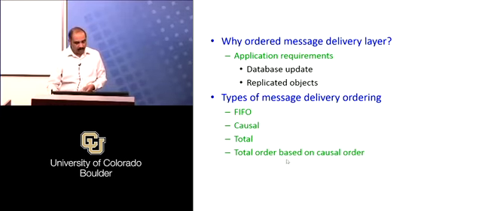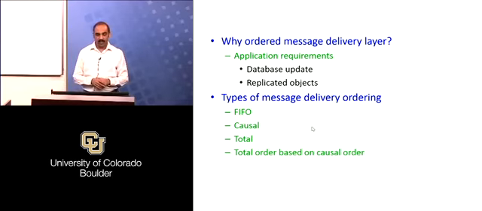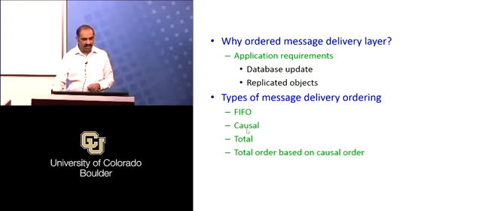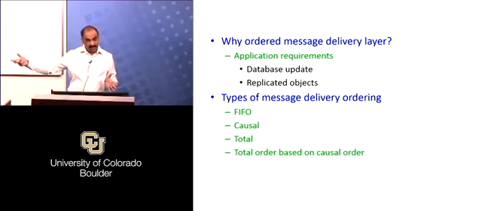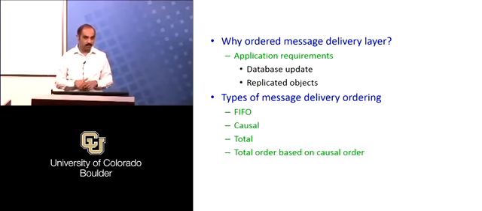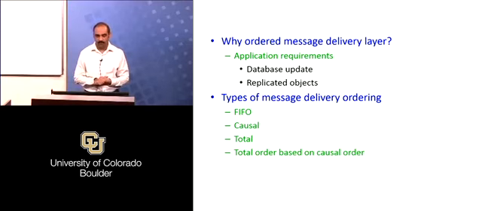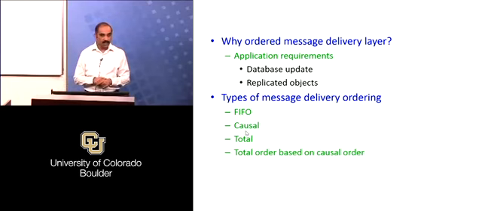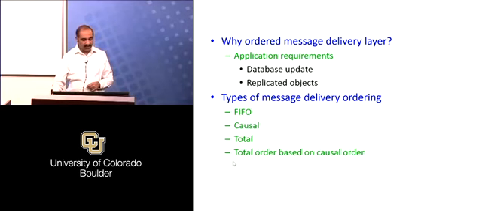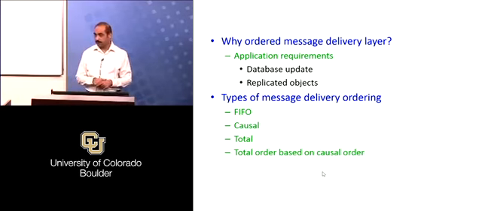There are different types of message delivery ordering. FIFO is something that TCP implements: if a process is sending, say, two messages, M1 followed by M2, and another process receives both of these messages, then it will see M1 before M2. So that's FIFO. There is a causal order, I will talk about what causal order is. And then there is the total order, and then there is total order based on causal order.